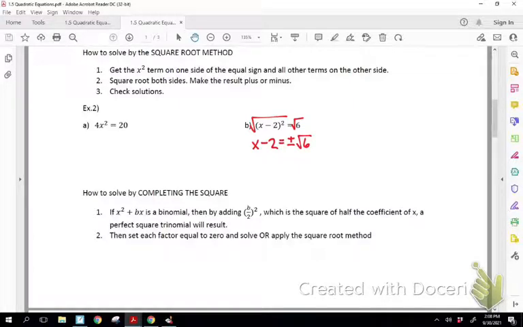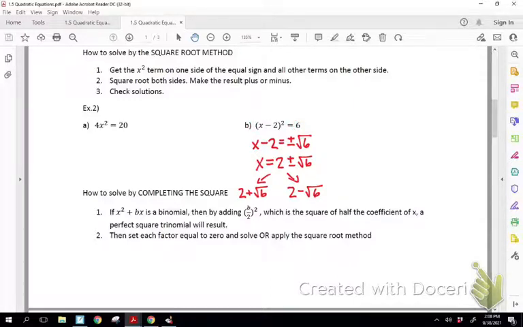And then the nice thing with this method is you're practically done. Just add a 2 to both sides, and we have 2 plus or minus the square root of 6. Now people get confused by that plus or minus. All it means is there are 2 answers. There's one answer that's positive, and then there's one answer where you're subtracting, like that.